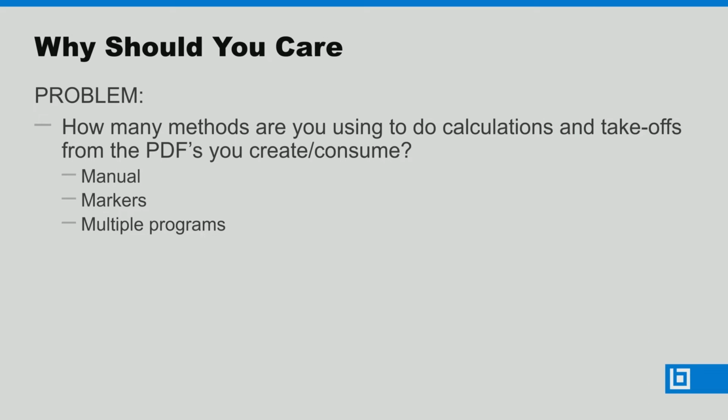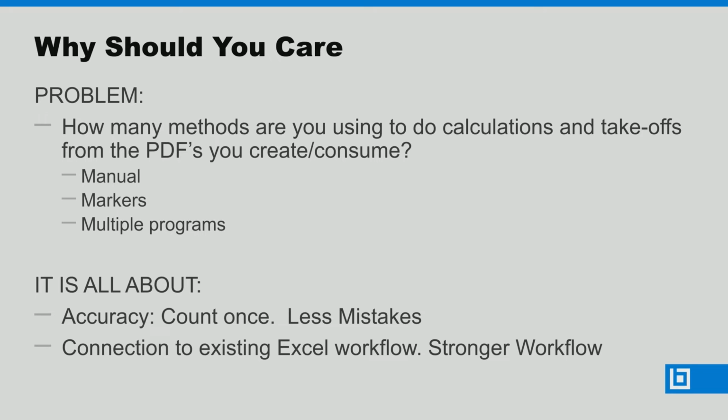What kind of challenges are you facing with the PDFs you receive in order to get quantities? Are you using a variety of workflows and methodologies to get those quantities? Maybe you're doing it manually, using the ever-reliant fingers and toes, or just counting in your head. Or maybe using markers. That's really old school, but still seen in our industry. Or using multiple softwares to try and keep track of the quantities. What happens when there's a change? It's really all about accuracy, the ability to count only once and have less mistakes, and creating a stronger workflow using the Excel link, a program on everybody's desktop. Now let us look at Bluebeam Revu and how it can give you QTO and keep track of what you counted when it changes.